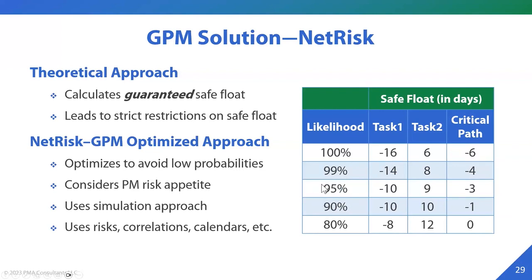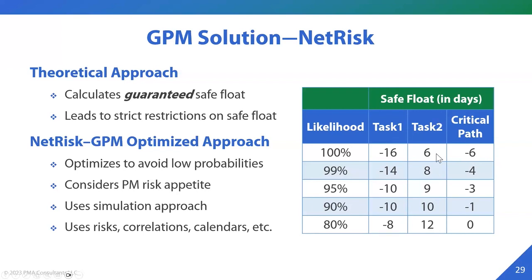However, if I was willing to take some risk, let's say just 5% chance that it will be over, and at 95% guarantee, we are down to minus 10 days. We are getting a higher safe float in this case, but negative. So minus 10 days of safe float. So we have saved 6 days, which could be a significant cost impact because now you have to only consider moving the activity earlier by 10 days.